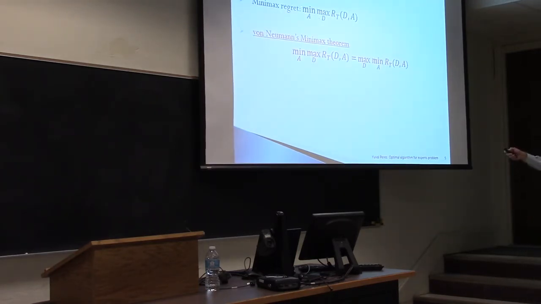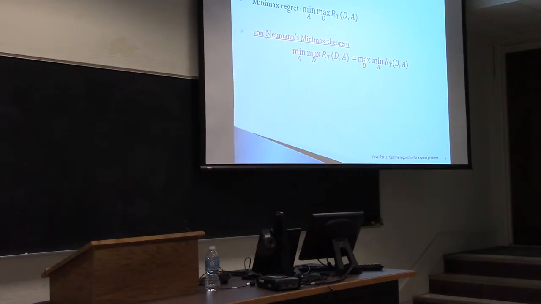So our goal will be to control the minimax regret, because we get to choose the algorithm. So this is what our goal is to minimize, so we minimize over the algorithm. But then we're considering worst case, so maximum over the distribution of the adversary's choice of this regret I mentioned before.